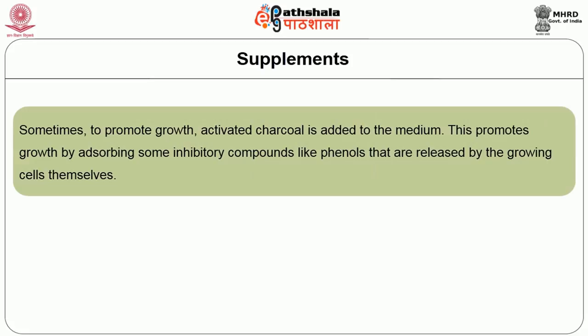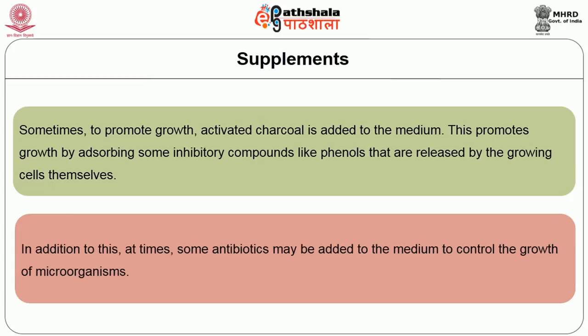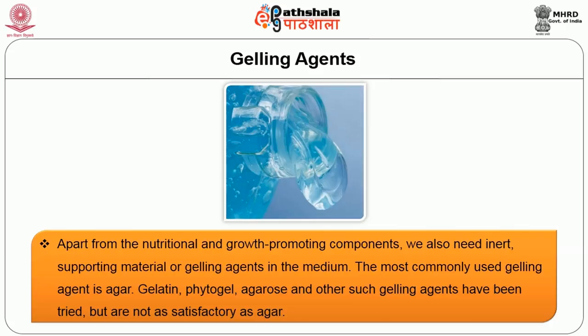Sometimes, to promote growth, activated charcoal is added to the medium. This promotes growth by absorbing some inhibitory components like phenols that are released by the growing cells themselves. In addition to this, at times, some antibiotics may be added to the medium to control the growth of microorganisms. Apart from the nutritional and growth-promoting components, we also need inert supporting material or gelling agents in the medium. The most commonly used gelling agent is agar. Gelatin, phytogel, agarose and other such gelling agents have also been tried but are not as satisfactory as agar.